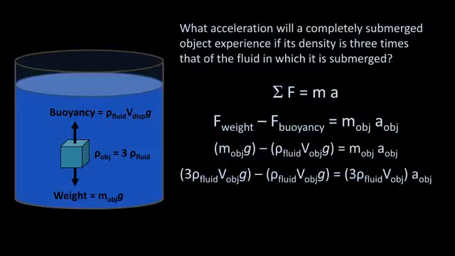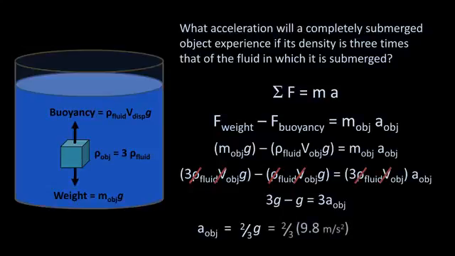The density of the fluid is present in every term, so it cancels out, and the volume of the object also cancels out. This leaves us with 3g minus g equals 3 times the acceleration of the object. Solving for a, we find that it's 2/3 g. And of course, g is a constant that's equal to 9.8 meters per second squared, which results in an acceleration of 6.5 meters per second squared.